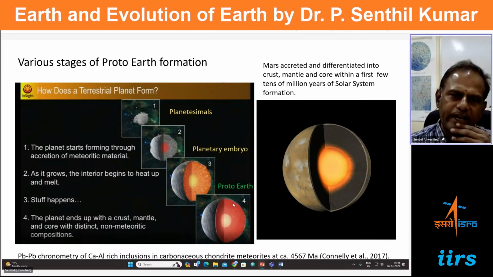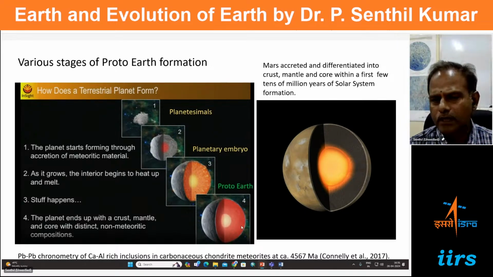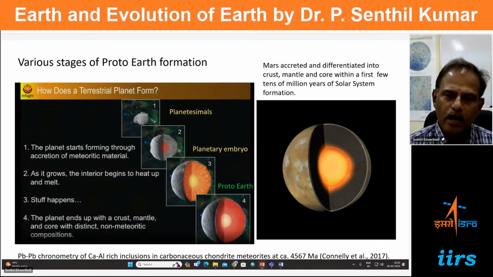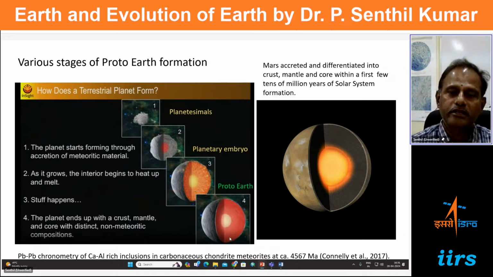This becomes proto-Earth. So you start from planetesimals, you pass through the planetary embryo stage, and you end up with proto-Earth. Because you had a lot of impacts of planetesimals, they also generated a huge amount of heat. Also, Earth contained short-lived radionuclides, the decay of which also produced lots of heat. So this heat melted the proto-Earth, almost the outer part of the proto-Earth is molten.